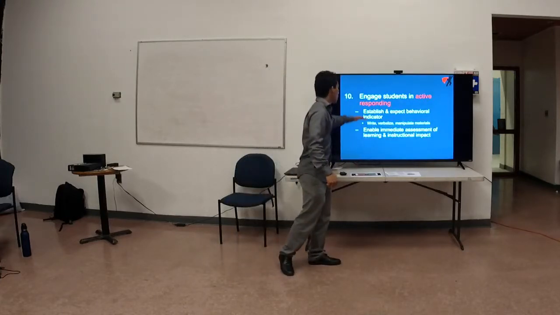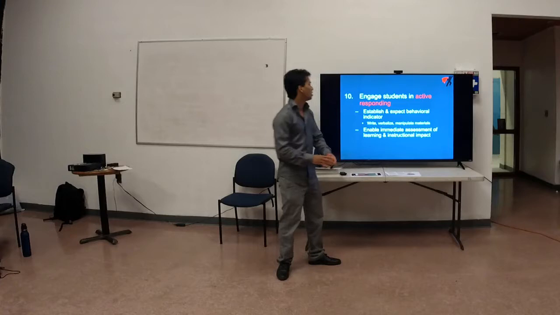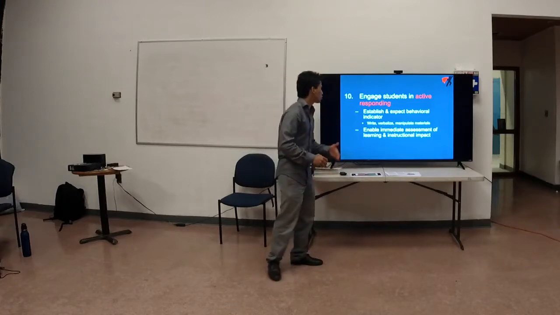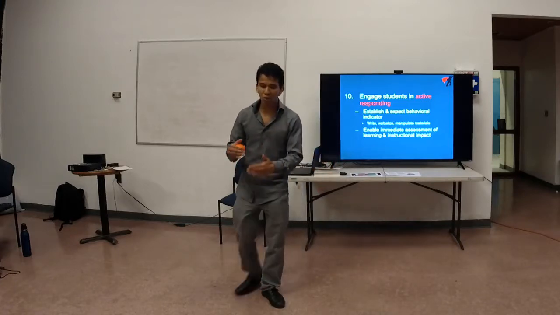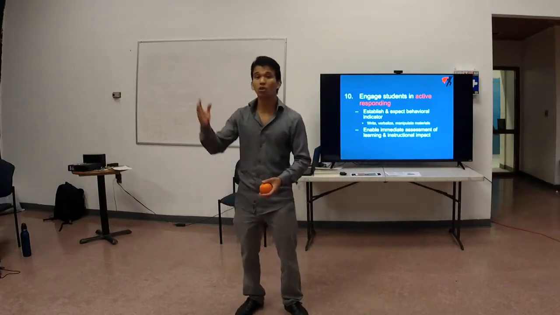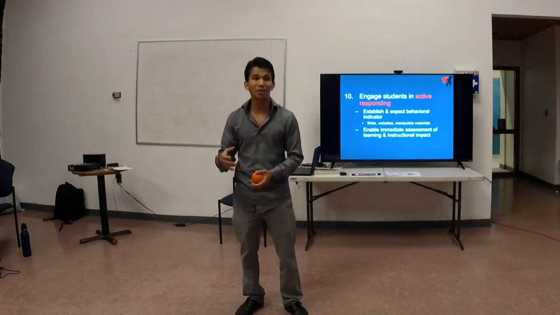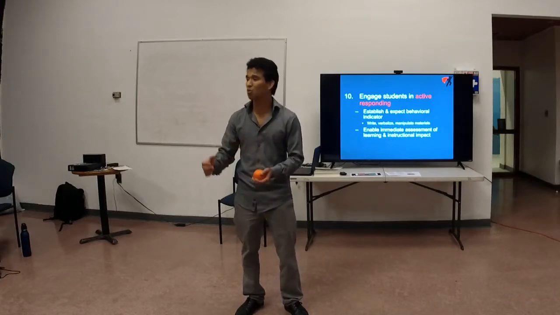Active responding. This is pretty simple. You want to make sure that you have established behavioral indicators, like if you want them to talk, raise your hand. Giving them different tools. If you have a question and you're afraid to ask, you can write it down.